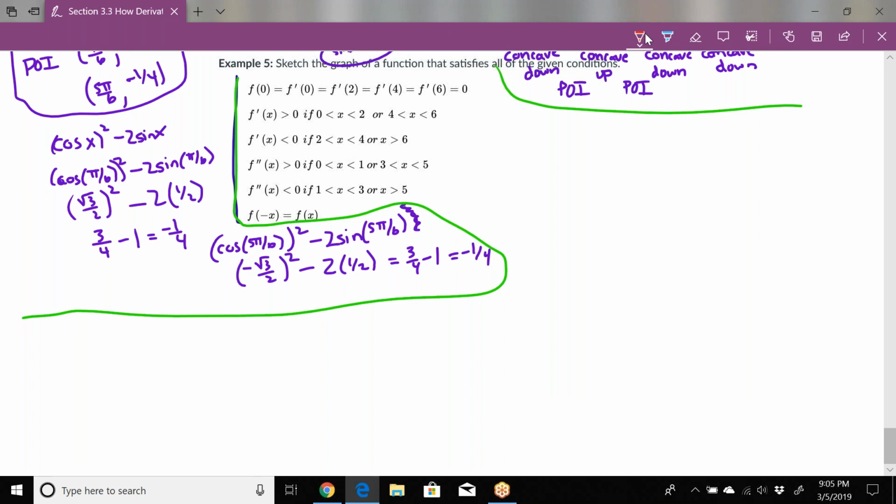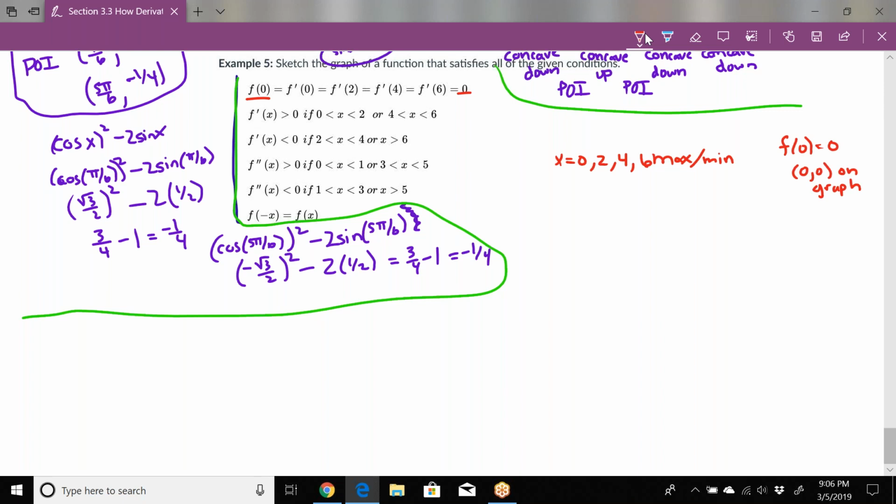It says f of 0 equals f prime of 0 equals f prime of 2 equals f prime of 4 equals f prime of 6, and those all equal 0. What that tells me is that, remember, anytime your f prime equals 0, you have either a maximum or a minimum at those x values. So at x equals 0, 2, 4, and 6, we're either going to have maximums or minimums. We also know that f of 0 equals 0. That is an ordered pair, so the point 0, 0 is on our graph.